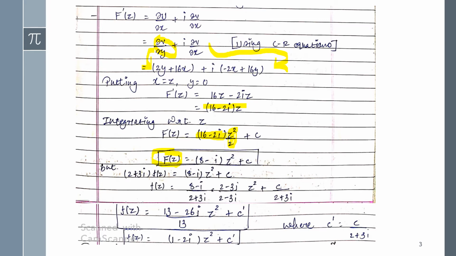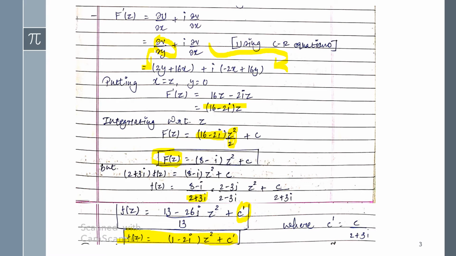So then after, I'm multiplying by its conjugate to remove the i from the denominator. Okay, and this one I'm taking as C dash. So the remaining term, in the last term, you will get f of z, the analytic function, will be 1 minus 2i into the z square plus C dash, where C dash equals C upon 2 plus 3i. So this one was a little bit different, the term was a little bit different guys, but the rest of the method was as it is.